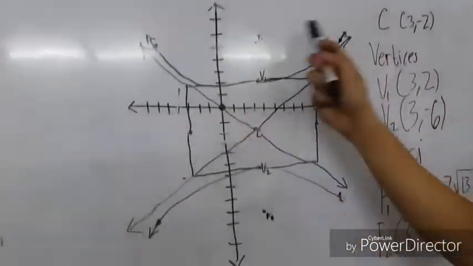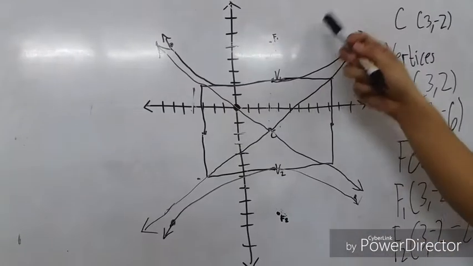The whole length is 18, so the left side is 9 and the right side is 9. So that is the lateral rectum.